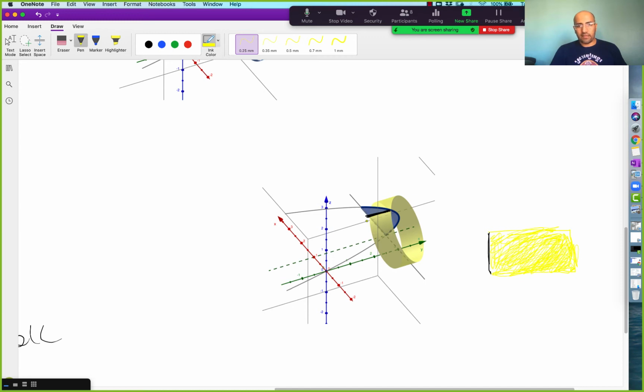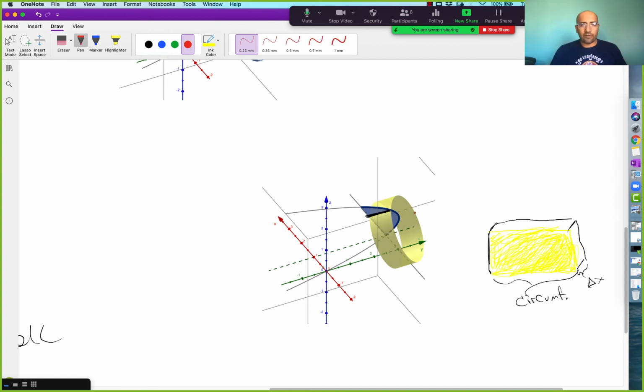If I cut it there and rolled it out, it's got a little thickness to it. Go back to this thing. It's got a little thickness to it, and that thickness is going to be that delta x. And then the length of it, this length, is going to be equal to the circumference of the circle. Good? Circumference. And then the height is going to be equal to this height.